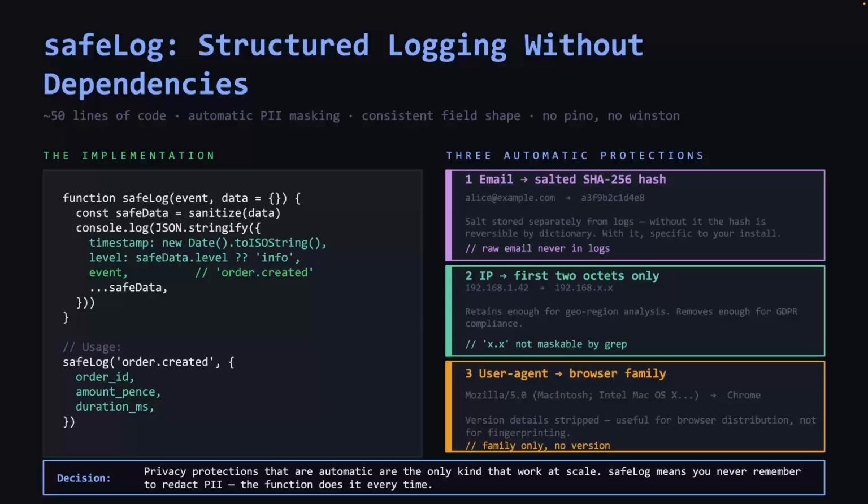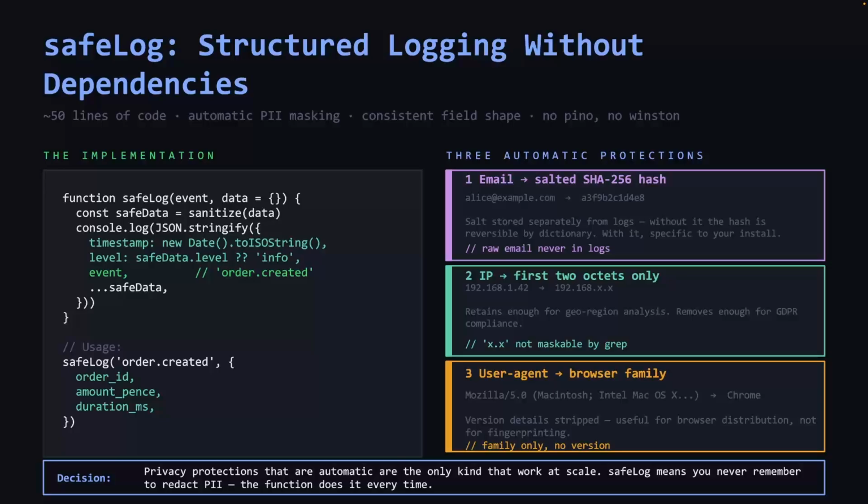safeLog: structured logging without a dependency. safeLog is about 50 lines of code. It wraps console.log and automatically produces structured JSON. It accepts an event name and an optional data object, and outputs a JSON line with timestamp, level, event, and whatever context fields you pass in. Three automatic protections happen on every call.